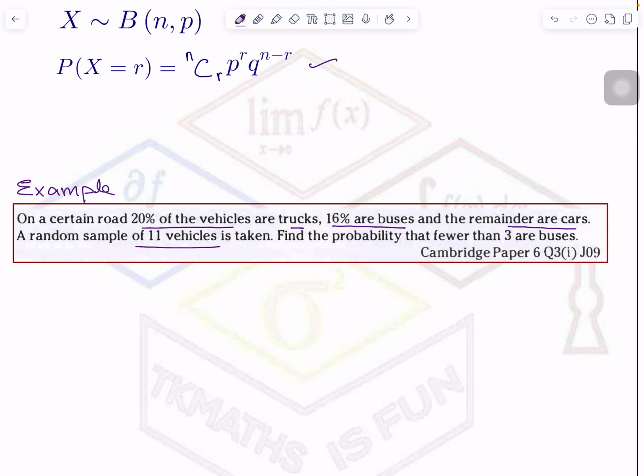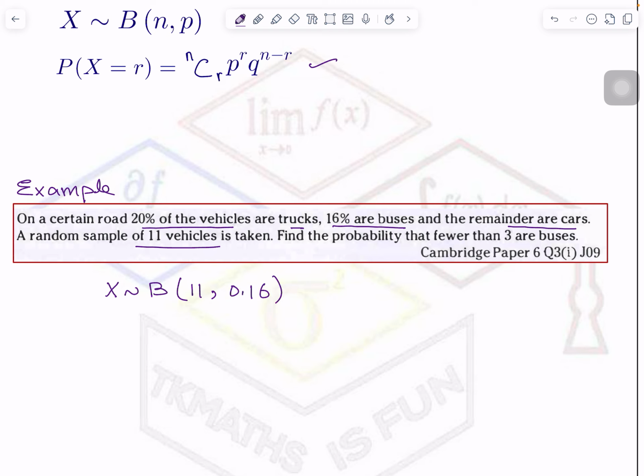Now, whenever it is a binomial distribution question, it is not mentioned in the question. With practice and knowledge, you will know it is binomial distribution. So you will write the distribution first of all. I am writing here, n is the total number, so it is 11 vehicles. And what is the proportion of buses here? 0.16. It is 16%, right? This is given to you.